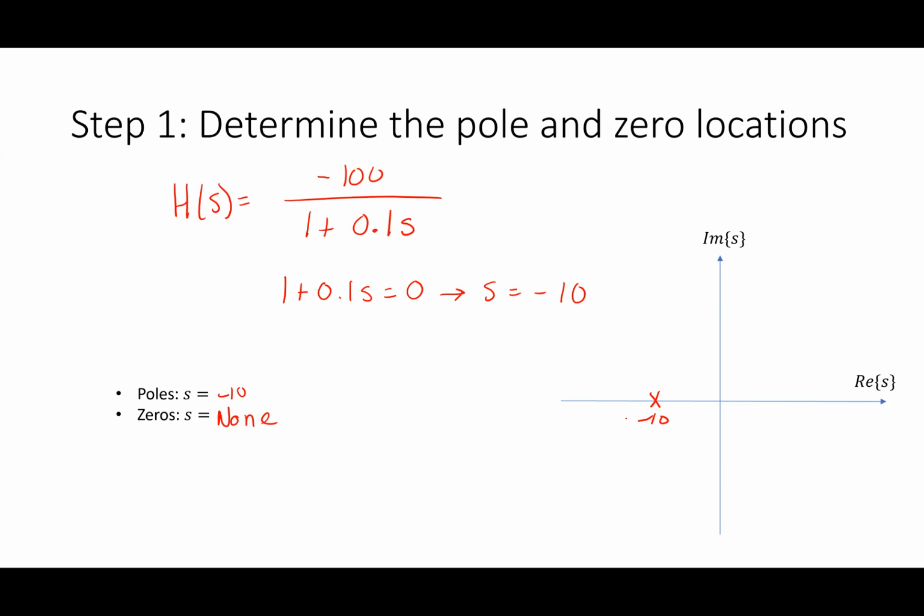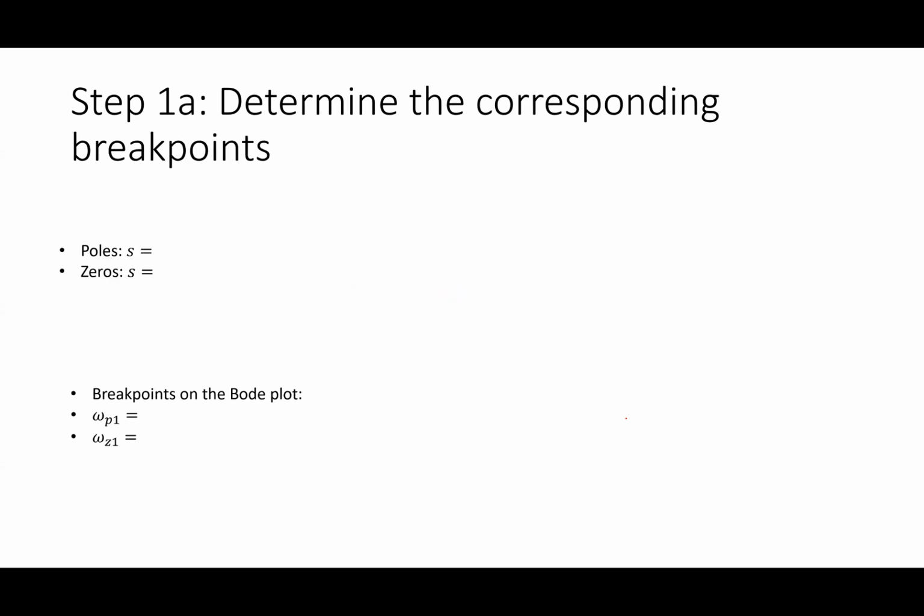Okay. All right, now I have this step 1A. So basically what I do is I say I got no zeros, so none. And I have a pole at negative 10. What I do is I then relate those to the breakpoints on the Bode plot. Okay. So there is a pole breakpoint. That's what I write as omega P1. That is at 10 radians per second. If the pole is at negative 10, the breakpoint's at 10. All right. And I don't have any 0 breakpoints.